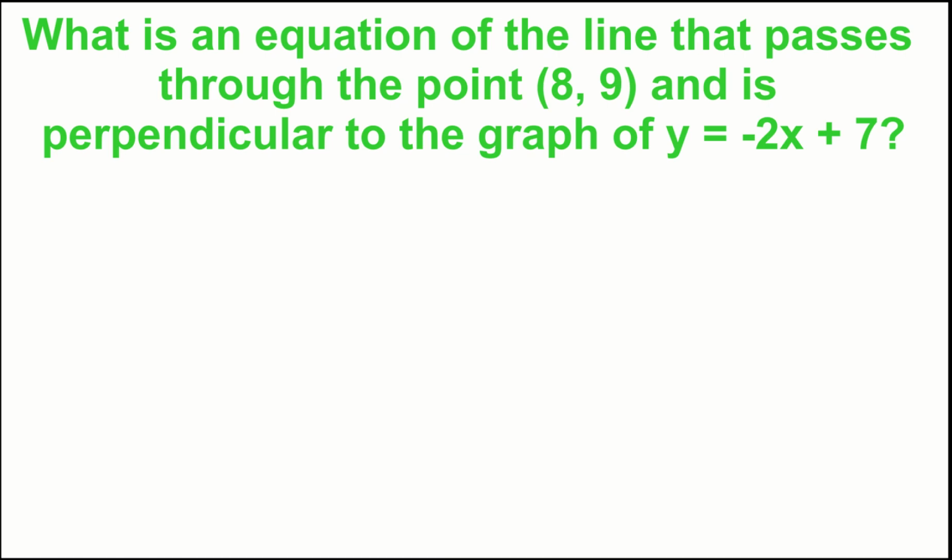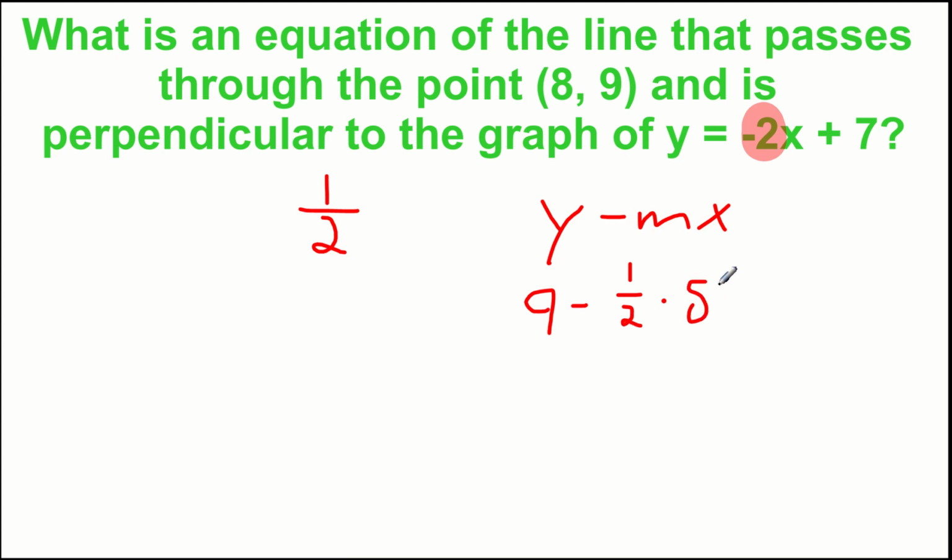Yeah, 1/2 x plus 5 is correct. So perpendicular, our slope is negative 2 to start with. That means we flip it, change the sign. Our slope is 1/2. To get the y-intercept, we got to do y minus mx. So our y value is 9. Slope was 1/2. X value is 8.